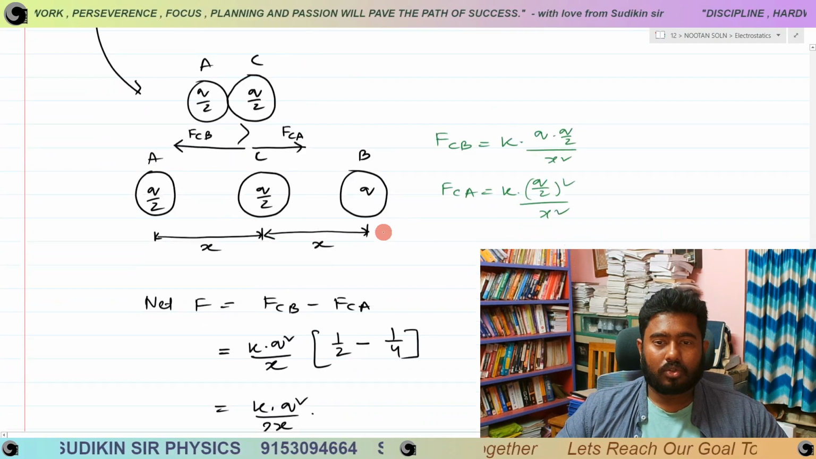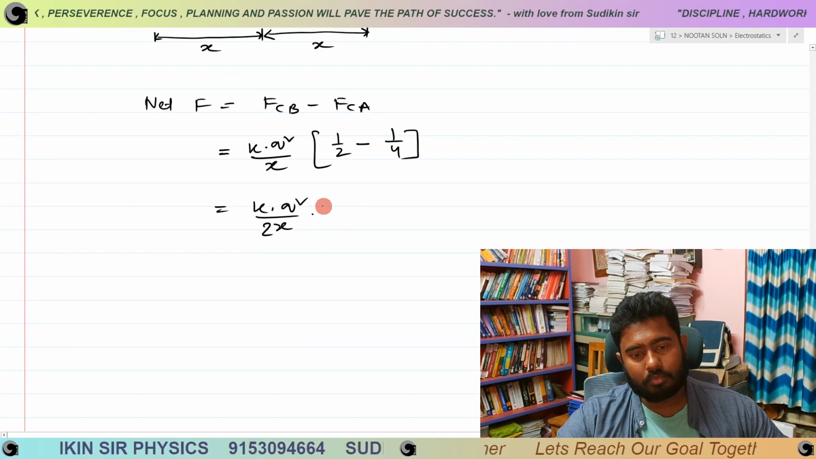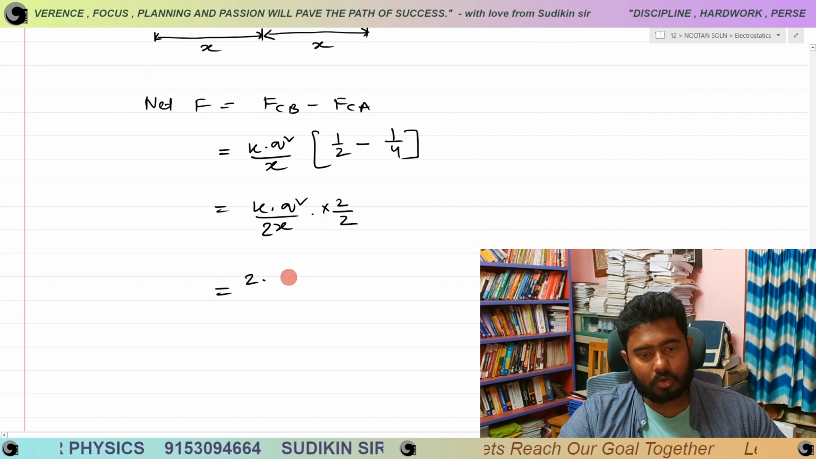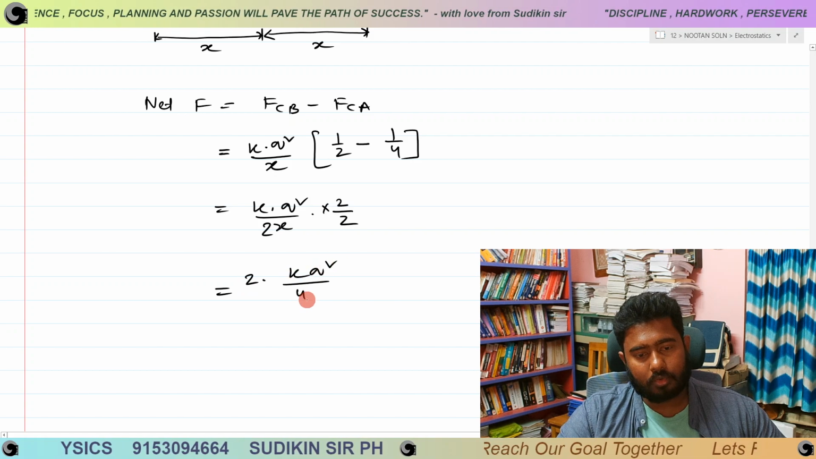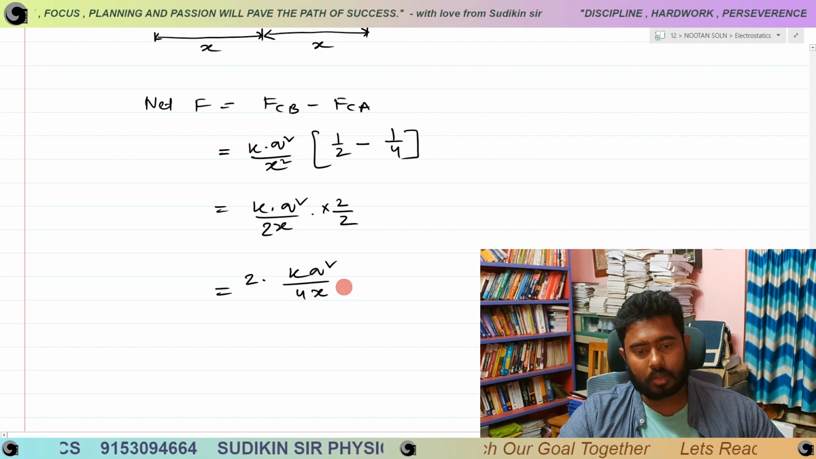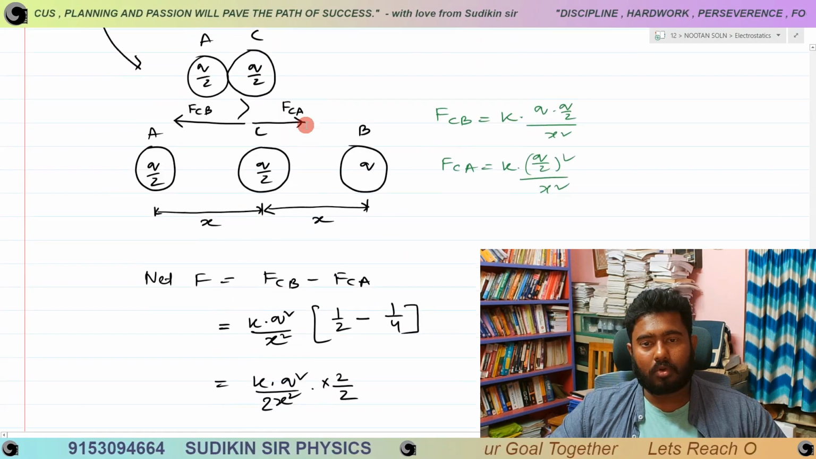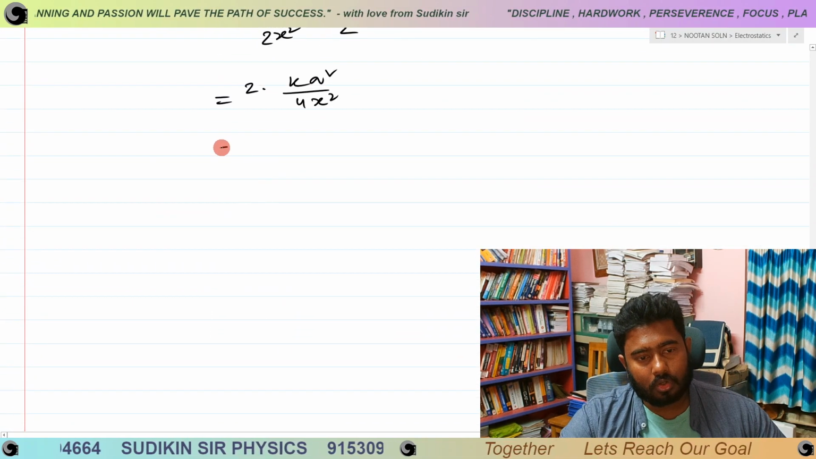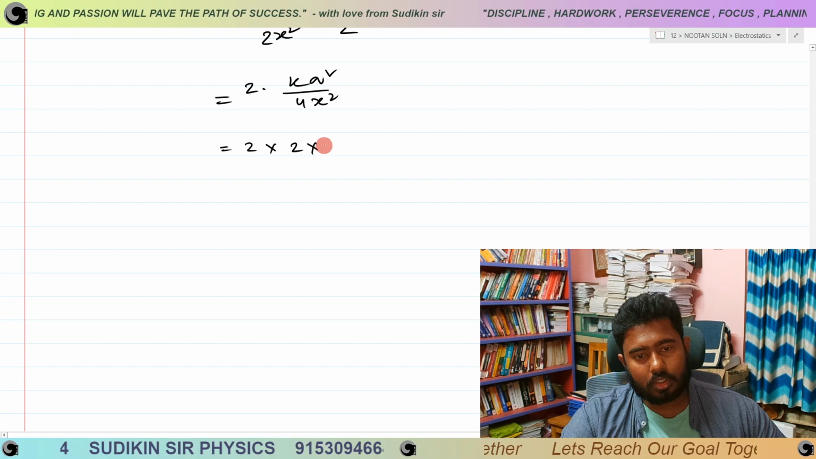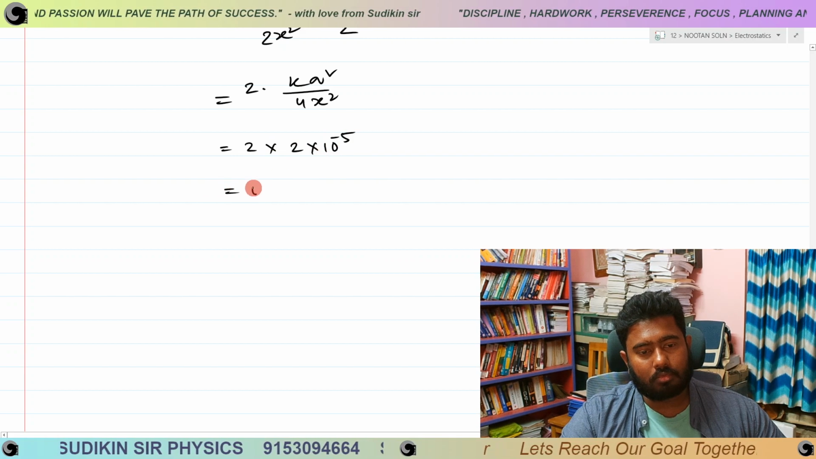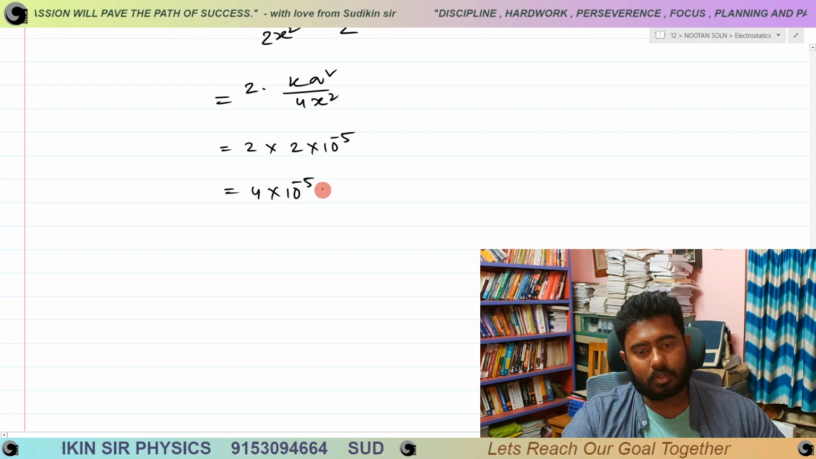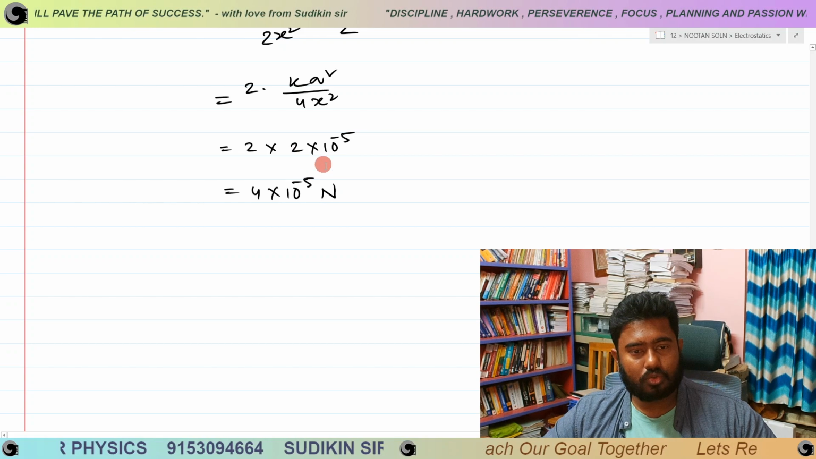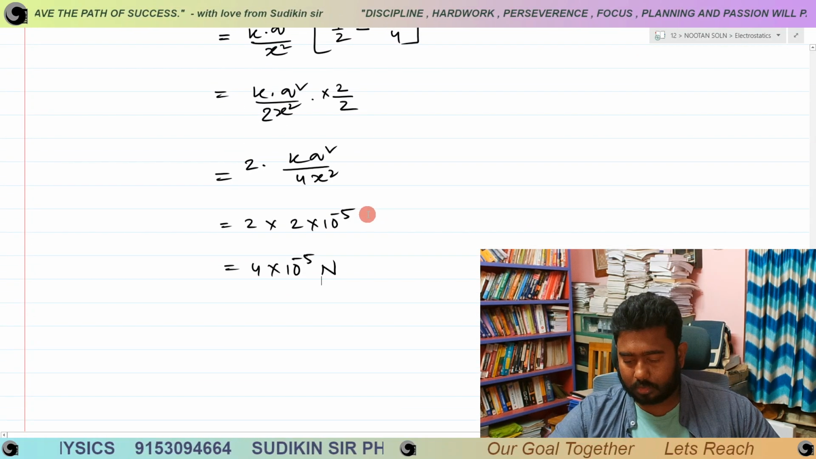Now we will multiply by 2 and divide by 2, so that it becomes twice of K Q square by 4x square. Now we put this value, K Q square by 4x square is 2 into 10 to the power minus 5, so that will be 2 times 2 into 10 to the power minus 5, that is 4 into 10 to the power minus 5 Newton. Let us check the answer. Oh, it is showing 2. Okay, let me see.